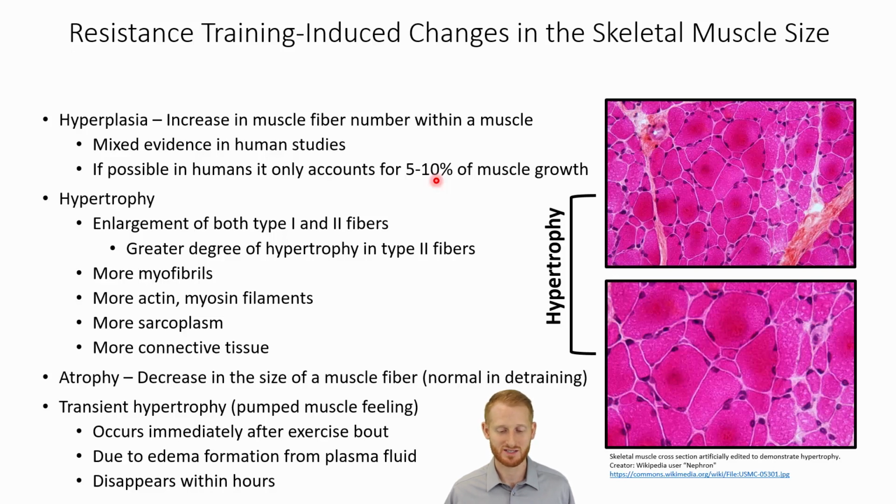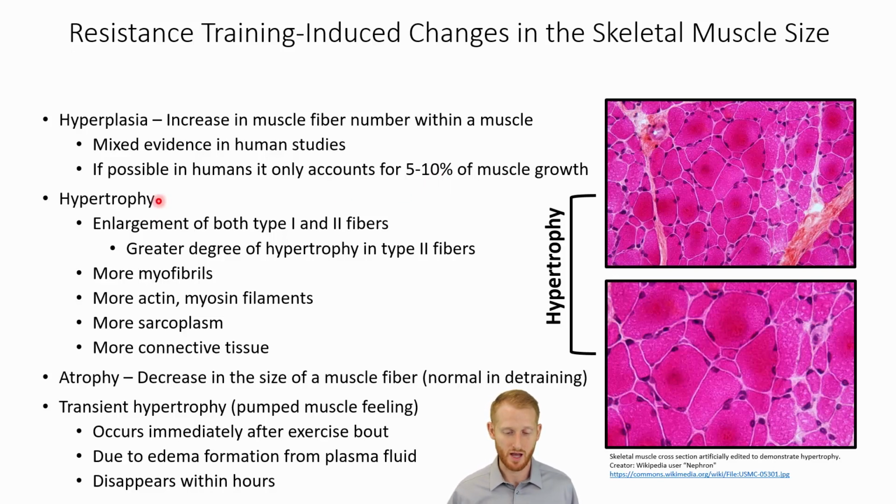And typically hyperplasia is only going to happen when you have some sort of muscle damage that's beyond just normal training damage, so like a muscle injury or something like that. Then you'll have hyperplasia. But most of the time, hyperplasia, again, it's such a small factor that it's kind of negligible and we don't have to think about it much more.